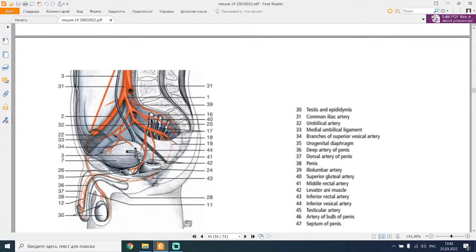You see arteria vesicalis inferior. This is arteria rectalis media. This is arteria vesicalis inferior. This is arteria vesicalis superior, and this is arteria vesicalis inferior.